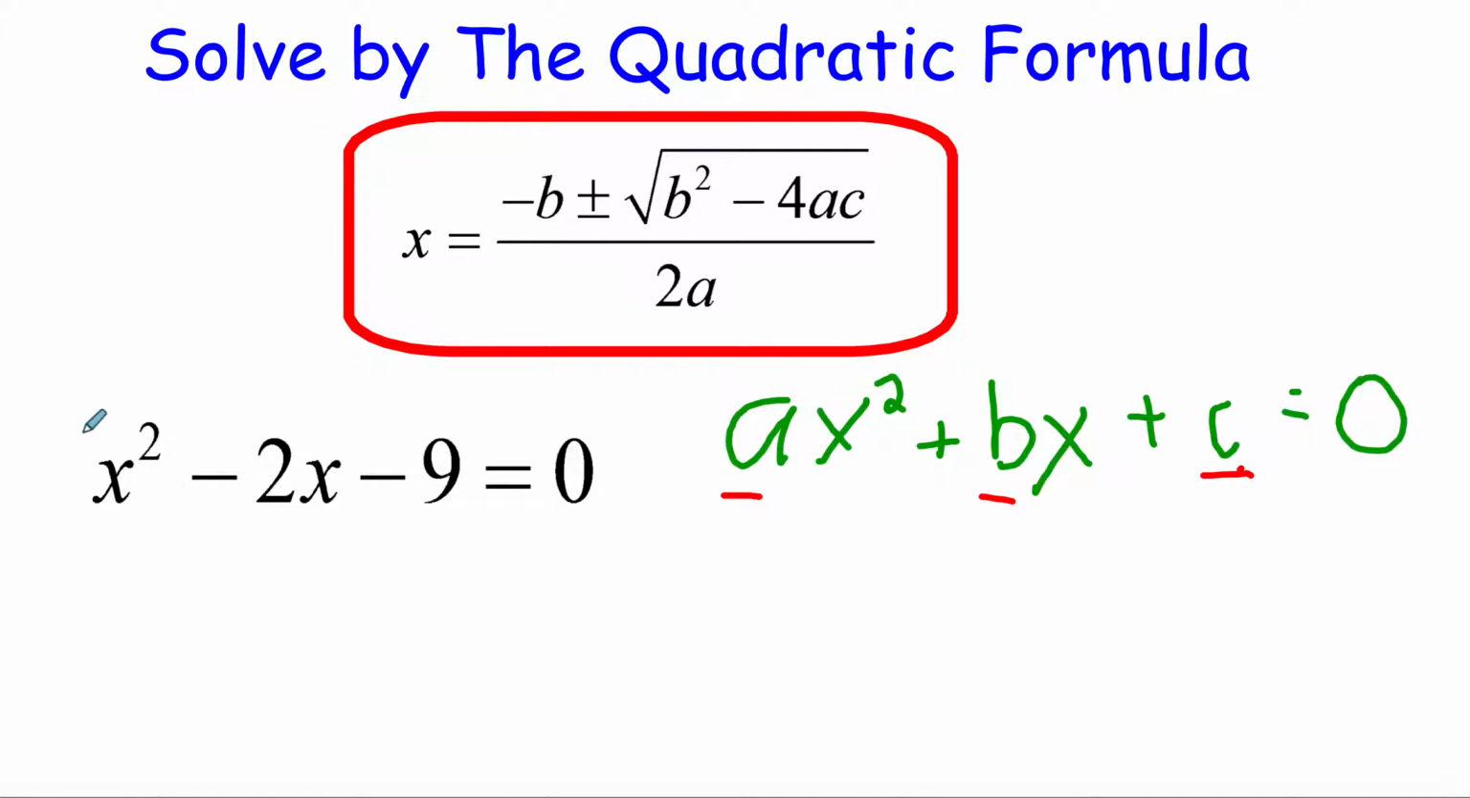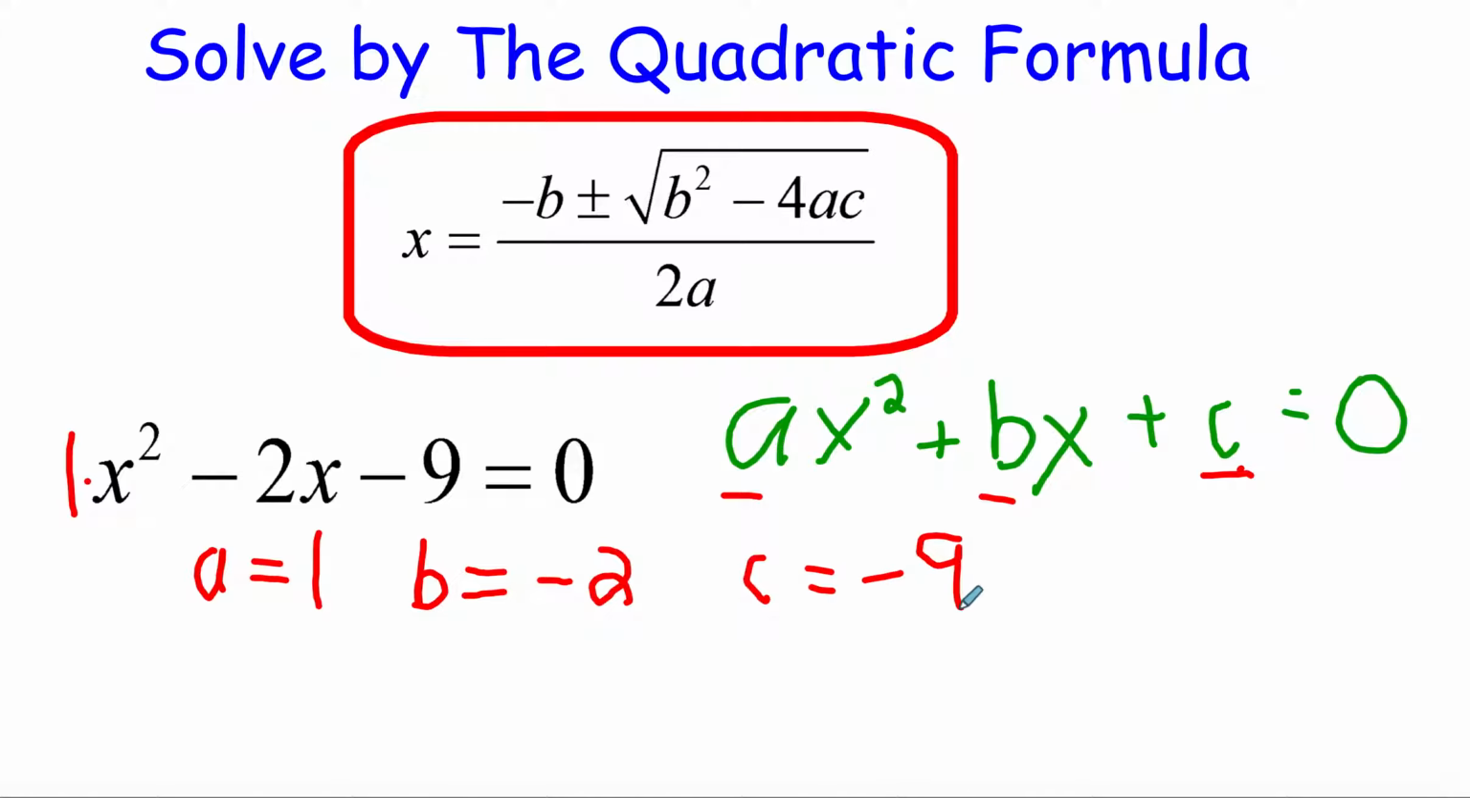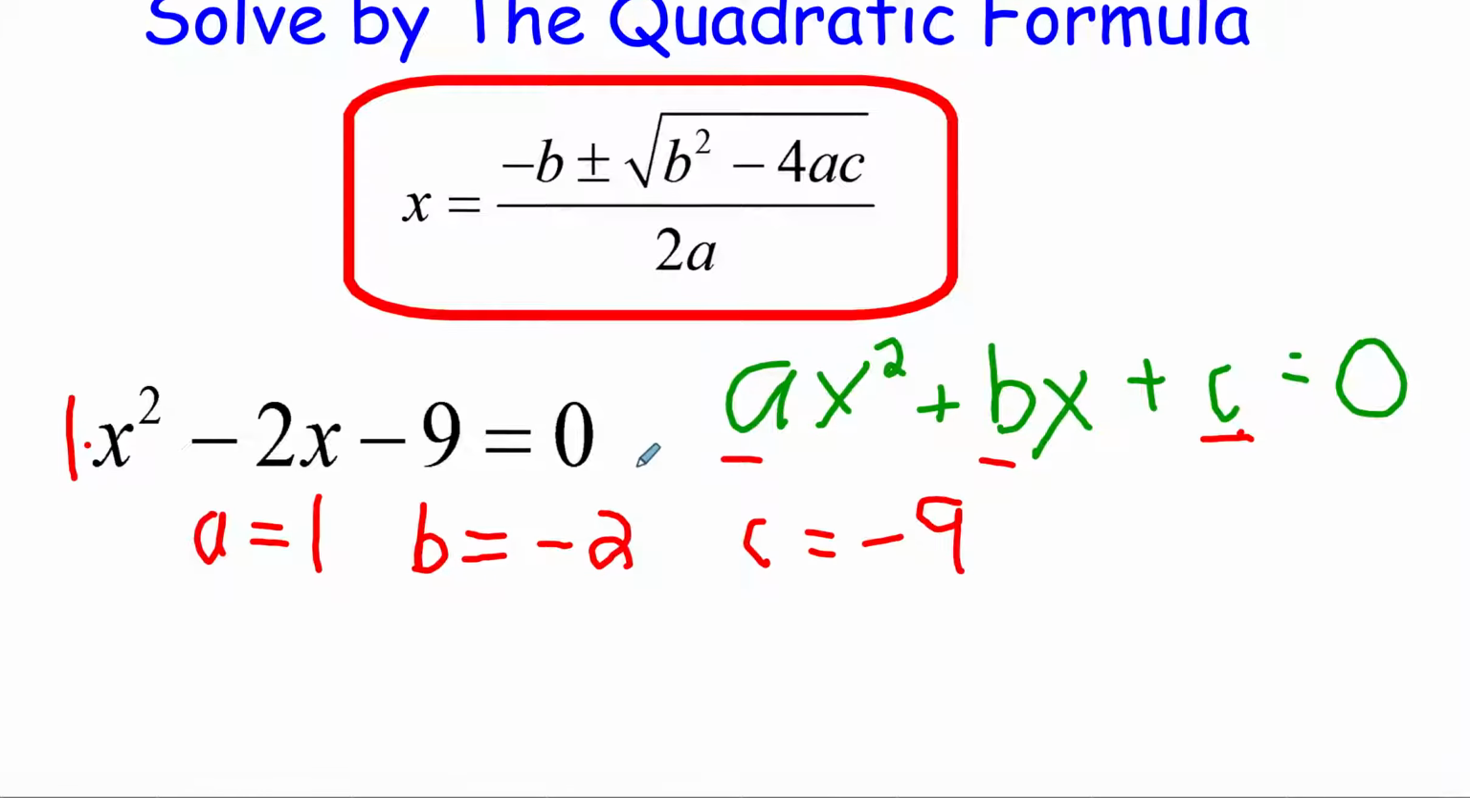So here, there's not one there, but there actually is one. We just don't write it. There's a 1, right? There's 1x squared. If there were more than 1x squared, it would be written 2, 3, 4. So there's a 1. So A here is 1. Okay, what is b? B is what's in front of the x term, and so clearly b is -2. And then c is the constant term. C is what stands out here by itself. C is -9. All right, so now we have our a, b, and c to plug into this quadratic formula.